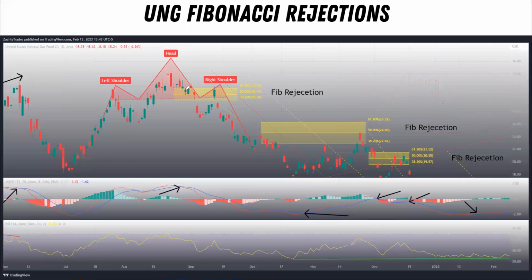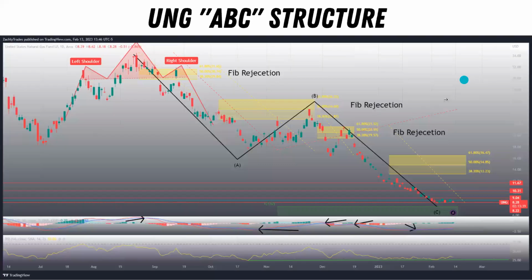All right, and that's what we've been looking for, but we've been getting trend continuation, right? We have a move down, retrace, continue the trend, retrace, continue the trend, retrace again, continue the trend. And we've done that over and over again so far on UNG.